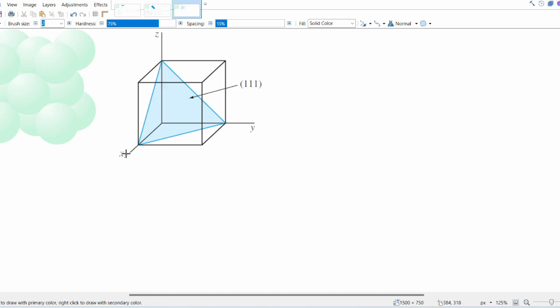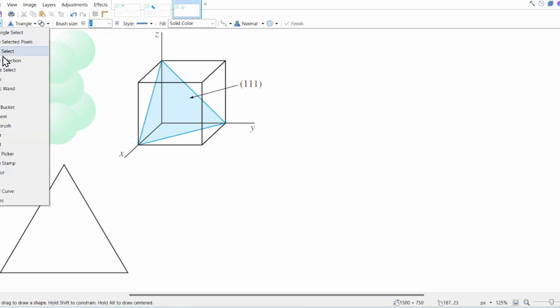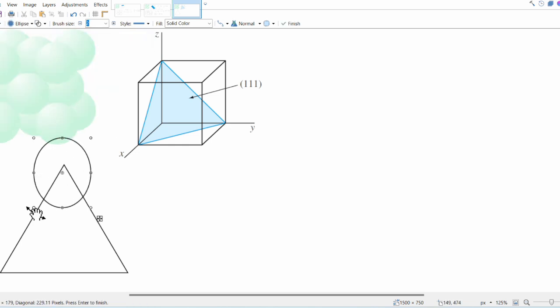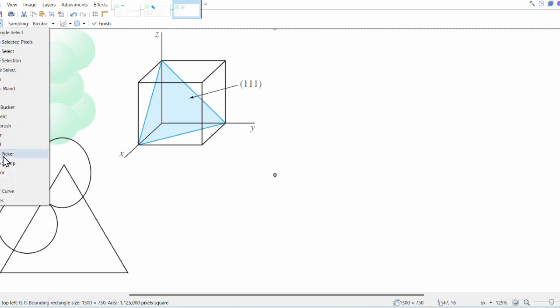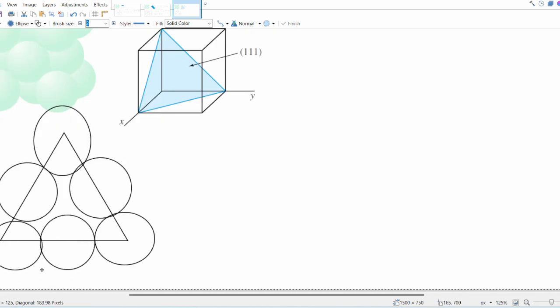Now for the final one, which is the face-centered cubic, and for this one we're going to be using the triangle plane. So if we draw it out, it should look a bit like this.